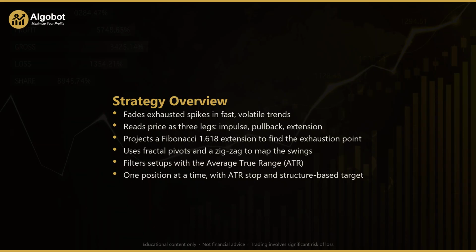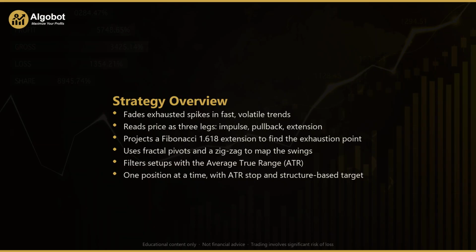Here's the core idea. The strategy reads a parabolic run as three distinct legs. First, a measured impulse from point A to point B. Second, a shallow pullback from B to point C. And third, an accelerating extension leg that pushes from C onward to a projected point D.